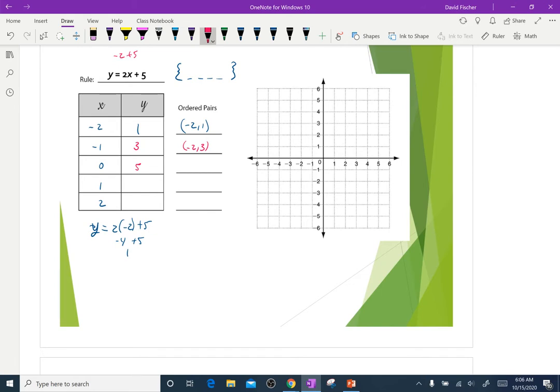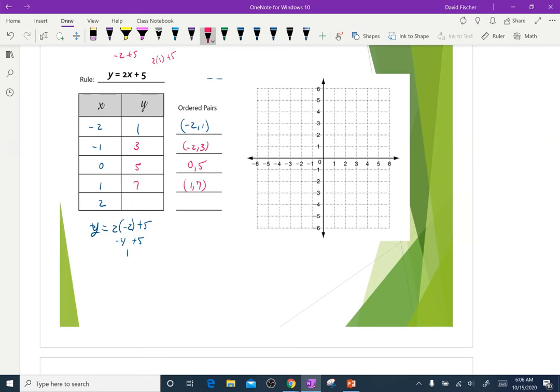Okay, let's put in a 1. If I put in a 1, I get 2 times 1 plus 5. 2 times 1 is 2. 2 plus 5 is 7. So I got 1, 7. I forgot to write my coordinate on the last one. Now, as I look at my graph over here, I'm seeing I don't have a 7 on my graph. So I'm going to use a different number, but let's see what we have so far.